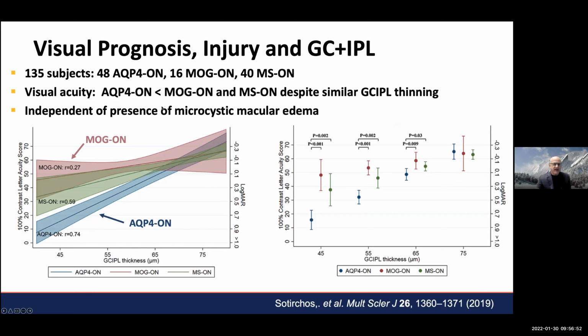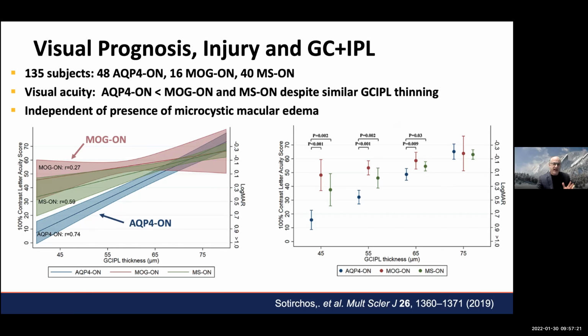And independent of any cystic macular edema in the inner nuclear layer, aquaporin 4 optic neuritis appeared to have worse visual function for a similar level of ganglion cell thinning, suggesting that perhaps these cases of aquaporin 4 optic neuritis have something else affecting the retina that is limiting visual recovery beyond just what is affecting the optic nerve and ganglion cell layer.